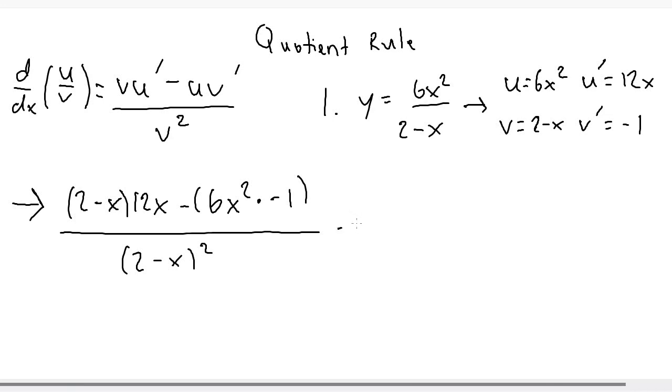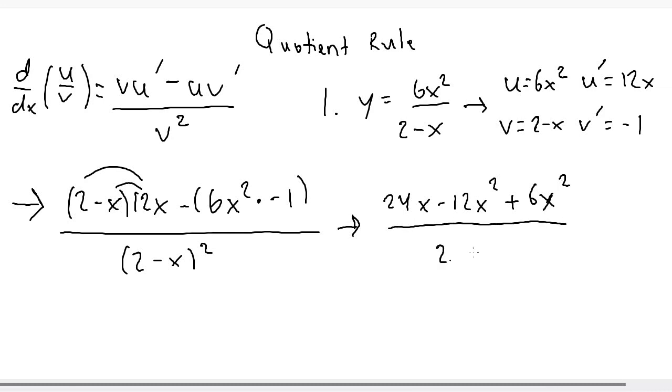So now in order to simplify this, I'm going to distribute the 12x. So 12x times 2 is 24x, and 12x times negative x is negative 12x squared, minus 6x squared times negative 1, which is negative 6x squared. So minus and negative, I can change that to a plus sign, so plus 6x squared over 2 minus x squared.